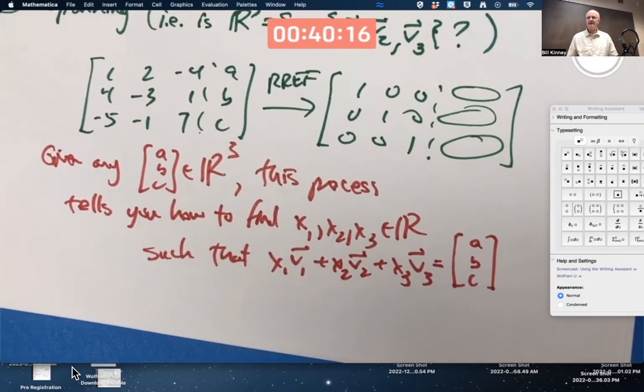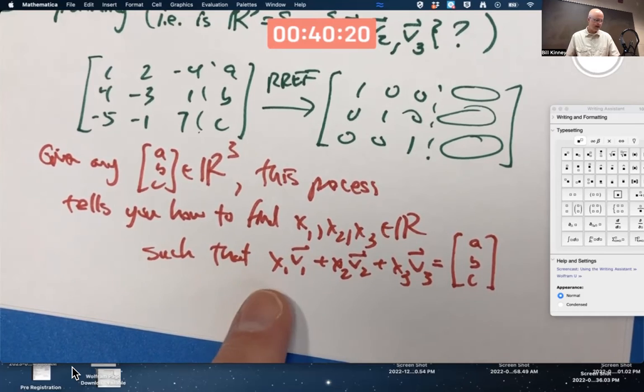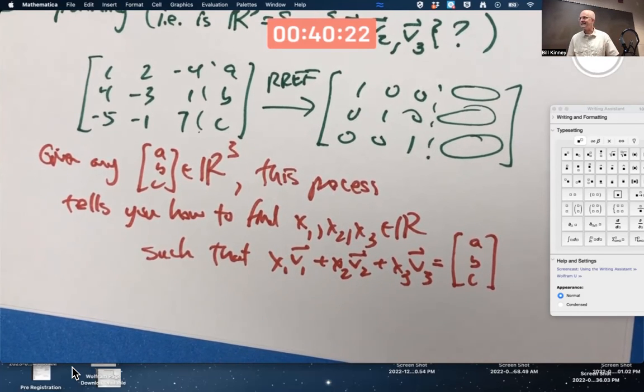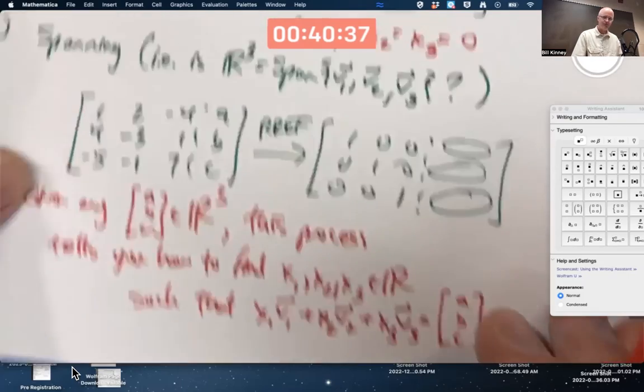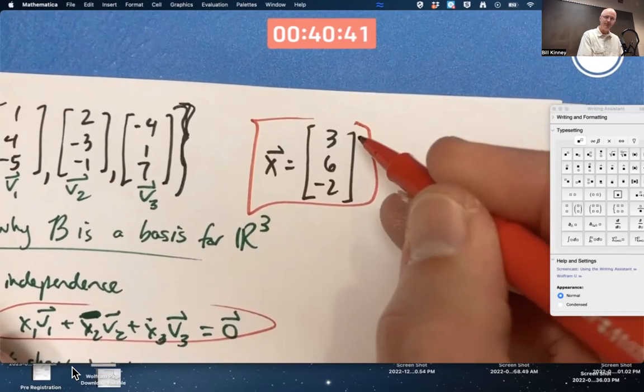And the formulas for x1, x2, and x3, these scalars will involve A, B, and C. You can find formulas for them. It ends up being equivalent to inverting a matrix, actually, and you get fractional formulas typically. And in finding the coordinate vector for the vector I showed you, which was this one, we are effectively doing that. That's like my A, B, and C.